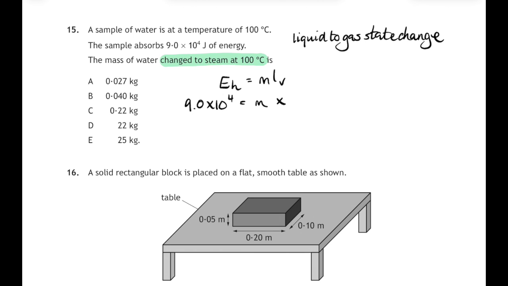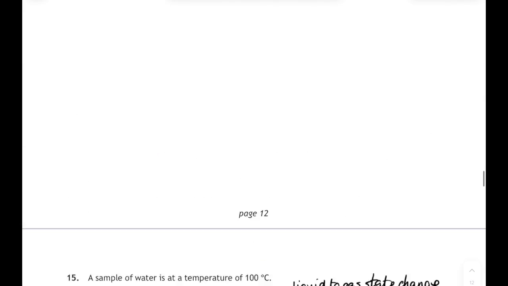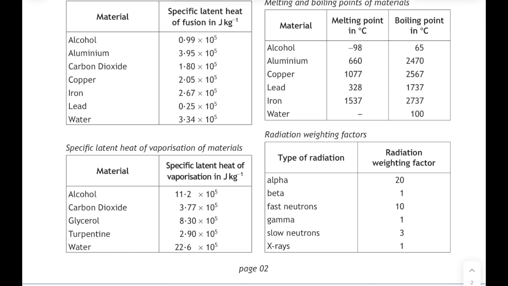And for that we need to go back to the start of the paper to the data sheet. The latent heat of vaporization of materials is in the bottom left hand table. And since it's water we're looking for, then it's the very bottom one in that table. The number we're looking for is 22.6 times 10 to the 5 joules per kilogram.